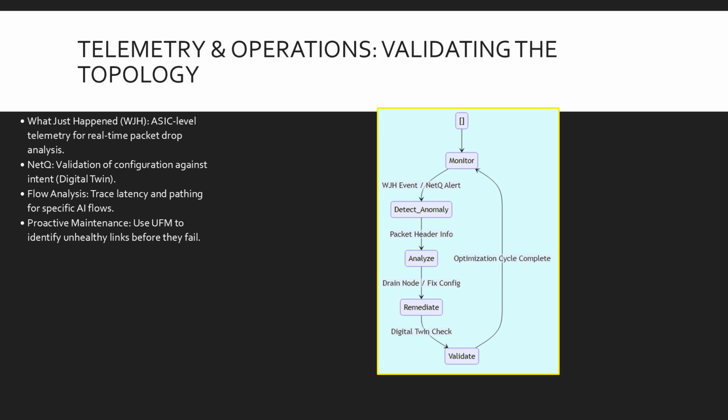This is the operational loop. We start at monitor. When WJH detects a packet drop or NetQ sees a config drift, we move to detect anomaly. We analyze the specific packet header info provided by WJH to pinpoint the issue, for example a bad cable or ACL drop. We remediate the issue, perhaps by draining a node. We validate the fix against our digital twin design and then return to monitoring. This cycle ensures our optimized topology stays optimized.